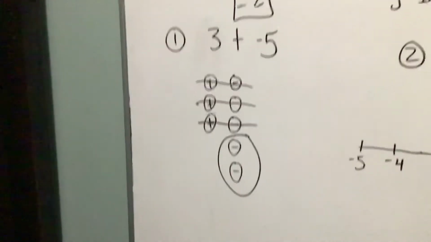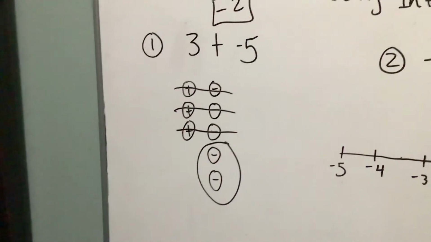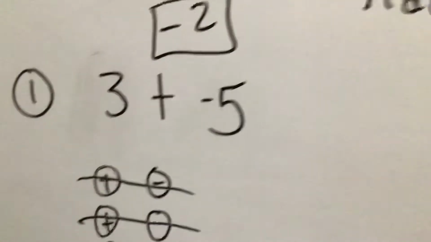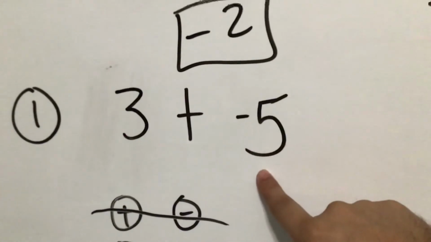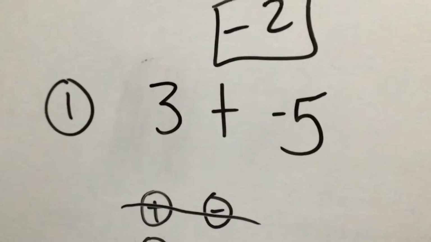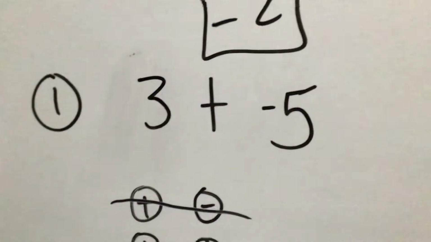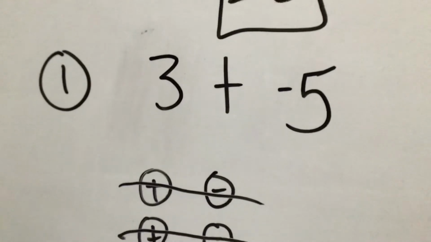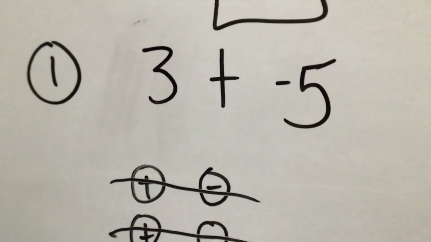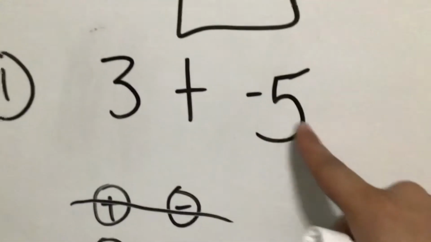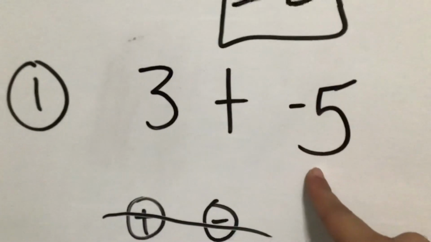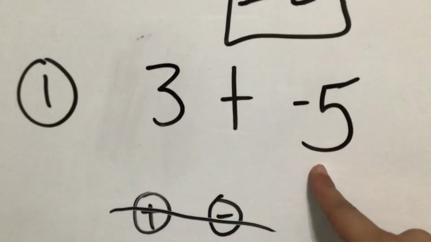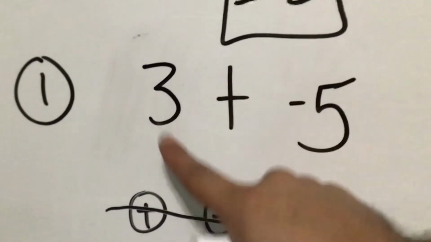The other way I wanted to show you in number one is pretty basic. Let's go to the original problem. So you have 3 plus -5, and all it takes is you talk to yourself. The first question is, can I add a positive and a negative? Well, of course not. They don't like each other. So if you cannot add them, you are going to do the opposite. Instead of adding, you are going to subtract.